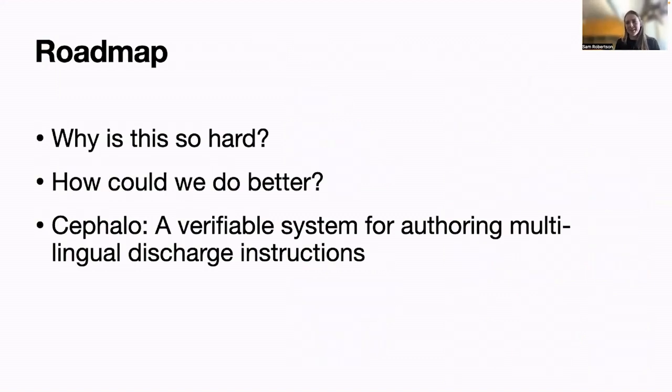I want to take a pause now to kind of map out where the rest of this talk is going. So first, I want to talk about why is this so hard to design? We're not talking about, I don't know, Joe down the street designing an interface. This is Google and Meta. Why are they putting out these models? They've got brilliant minds. Why is it so hard to make this usability really good? Second, I want to talk about what I think we could do better. And then third, I'm going to demonstrate that through Cephalo, which is a system I've been working on for more verifiable authoring of multilingual discharge instructions.